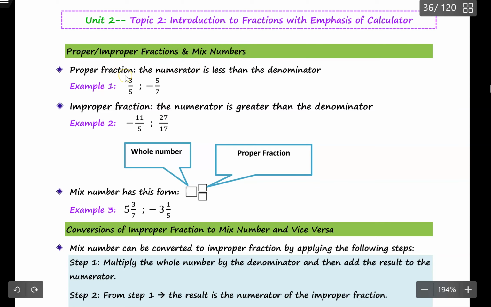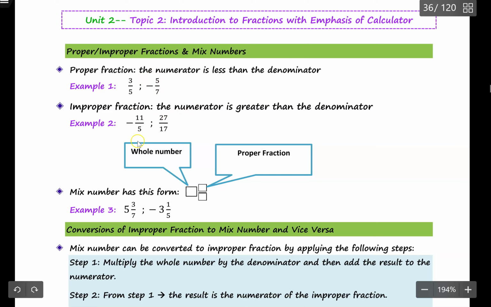So, proper fractions. In a proper fraction, the numerator is less than the denominator. As you see right here, you have 3/5. I also want to emphasize that you can have a negative fraction as well, and that negative sign is written at the very front of the fraction. If you think about the absolute value of this fraction, 5/7 in this case, then 5 is still less than 7. So this fraction is also called a proper fraction.